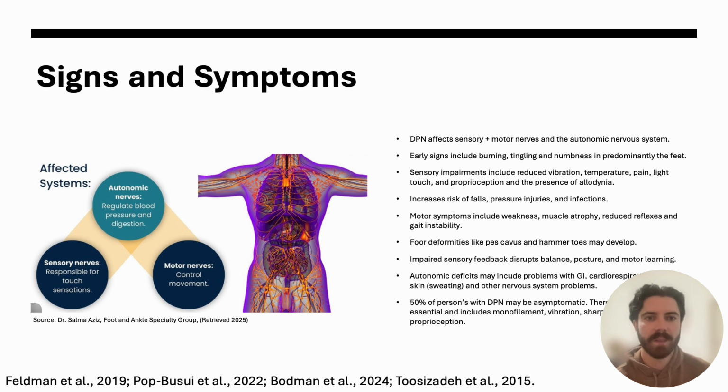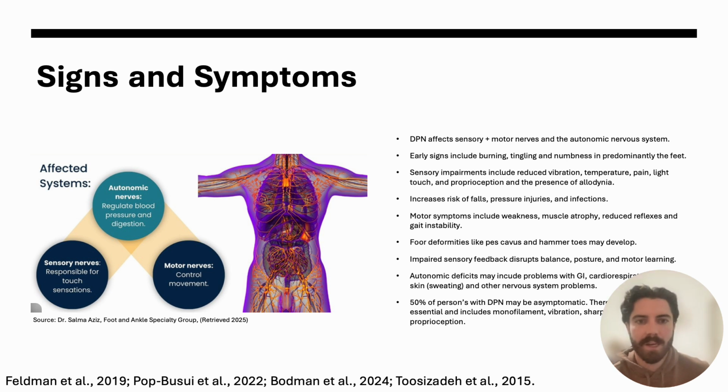motor learning. Autonomic nervous system complications are less common, but they can include gastrointestinal problems such as dysphagia, constipation, cardiac issues like hypertension and sinus tachycardia, bladder problems like a weak urinary stream, skin issues like heat intolerance and excessive sweating, and other nervous system complications like carpal tunnel and radiculopathy.